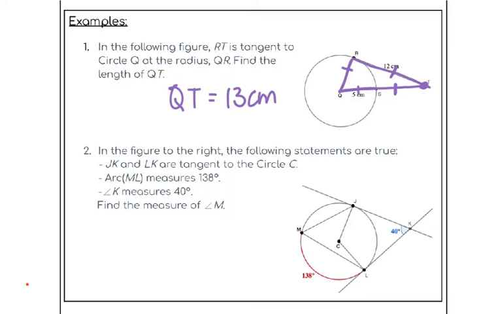For our second problem, in the figure to the right, the following statements are true. JK and LK are tangent to circle C. Arc ML measures 138 and angle K measures 40. We're trying to figure out what angle M is. In this case, angle M is going to be 70 degrees.